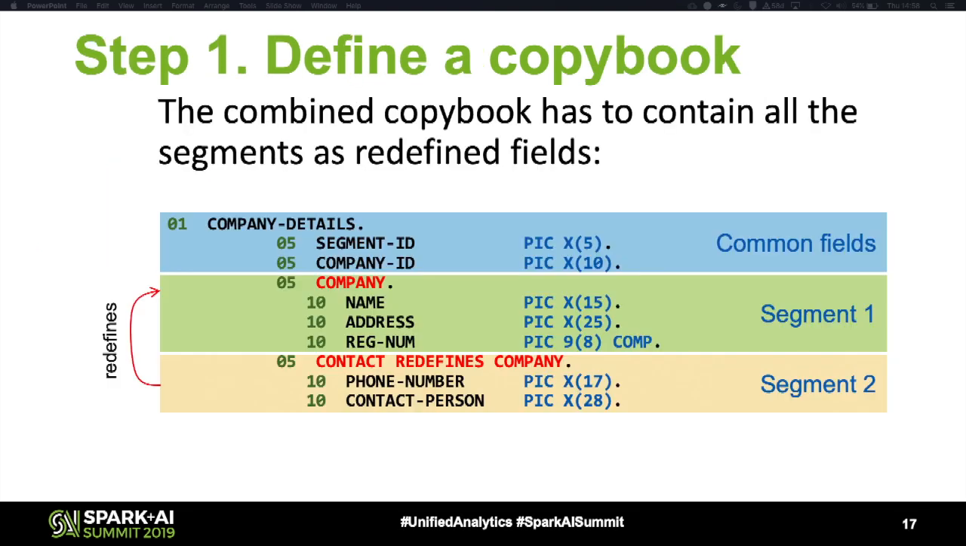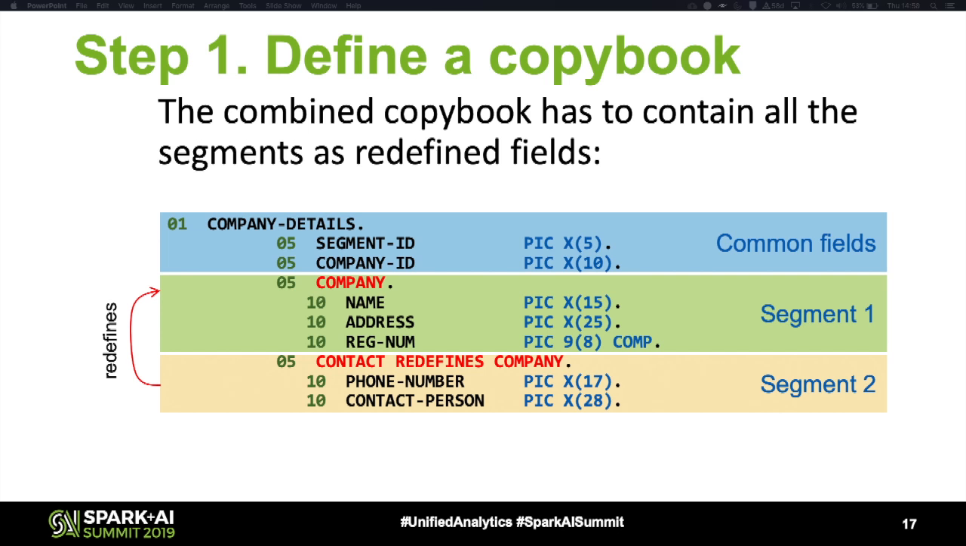So in order to read such a hierarchical database file in Cobrix, what you need to do is first construct a copybook that would contain the schema for the parts that are common across all segments. In our case, we have two fields, segment ID and company ID, which are present in both segments. And then come struct types, or in mainframe terms, groups, that contain segment-specific fields. In our case, company is a specific struct field for a company segment, the root segment, and contact is a field specific for a child segment.